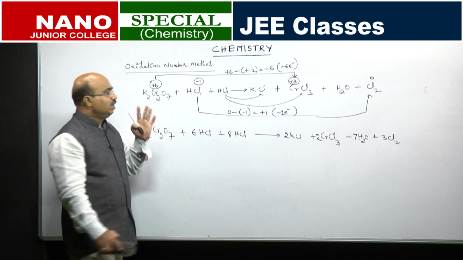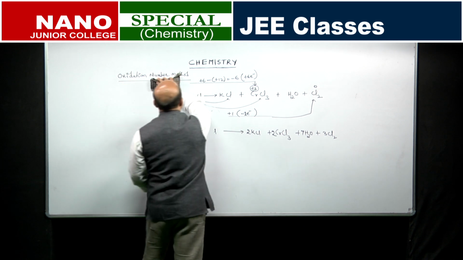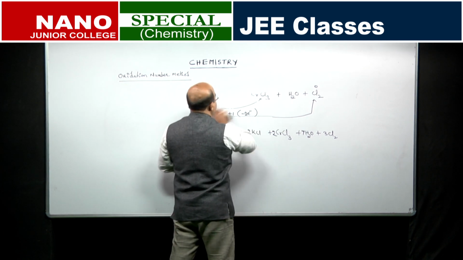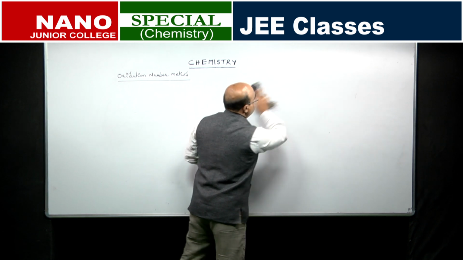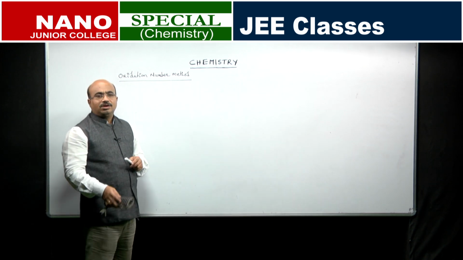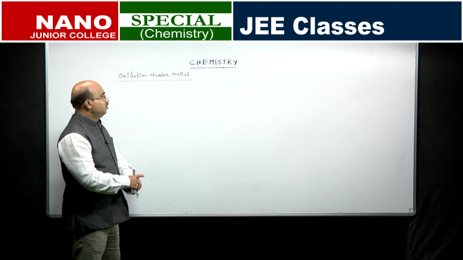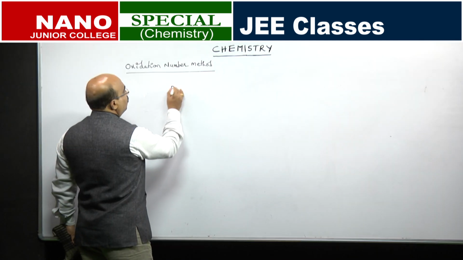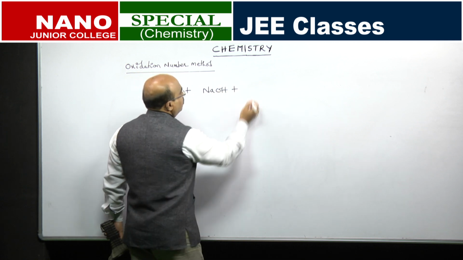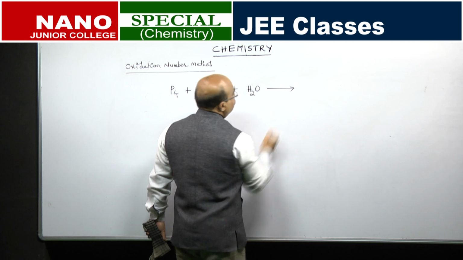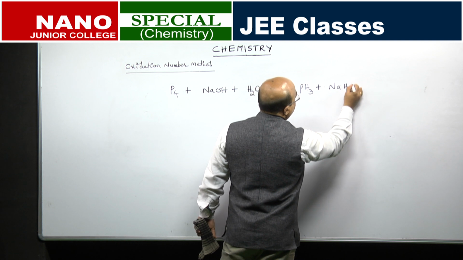Clear? So, let us go to the next equation. Let us take a disproportionation reaction. The one which we have already done, we are not taking now. In the ion electron method we have done those, like chlorine and iodine. Instead of that we will take another disproportionation reaction. What is that? P4 plus NaOH plus H2O is giving PH3 plus NaH2PO2.